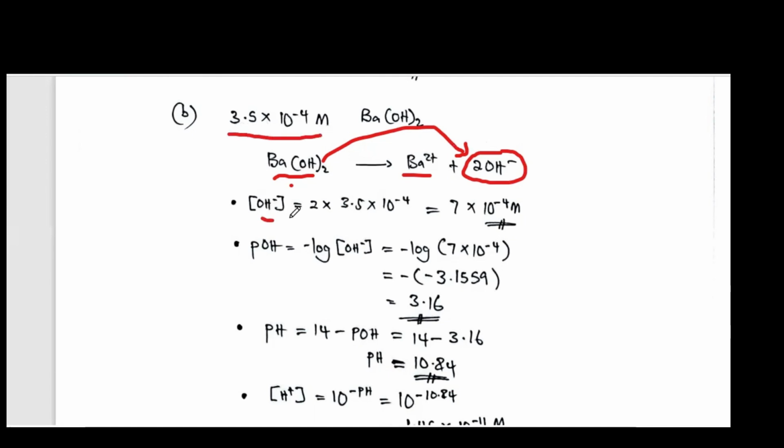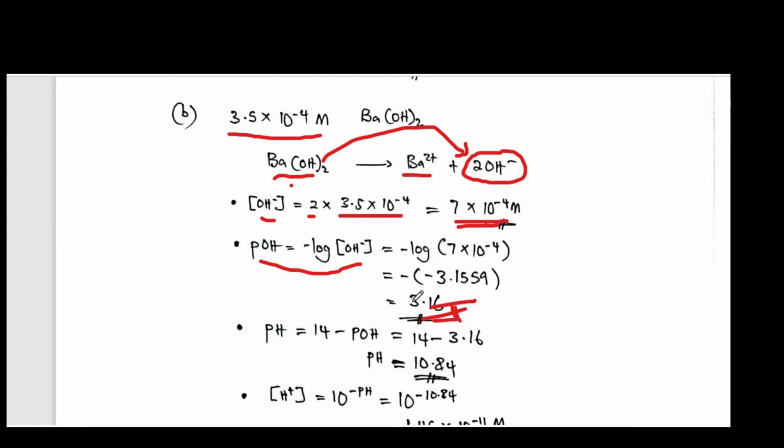Okay, so the concentration of that is just 2, which is that 2 there, multiplied by the concentration of the barium hydroxide. So I'm going to get 7 times 10 to the power negative 4 molar as my concentration of my OH minus. Then once I have my OH minus, it will be very simple for me to find all these others. So I start with the pOH, I use that formula, punch into your calculator, and you're going to get this as our answer.